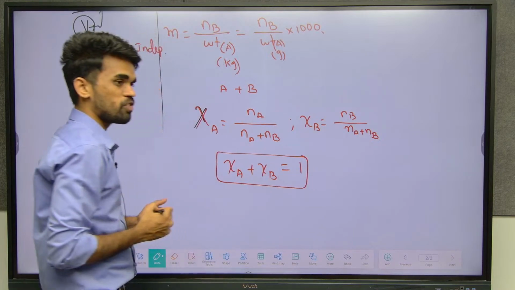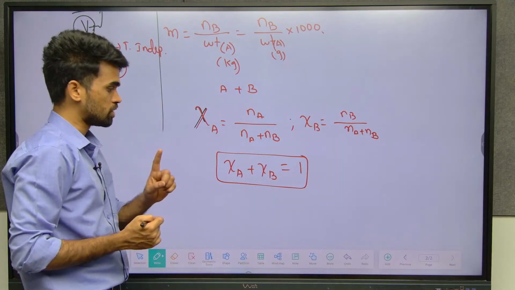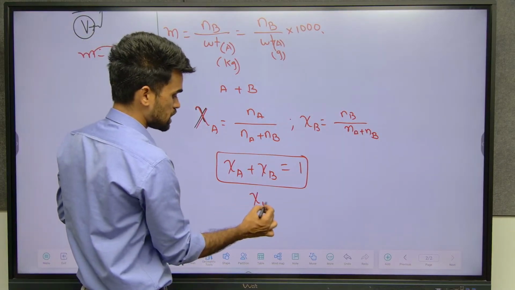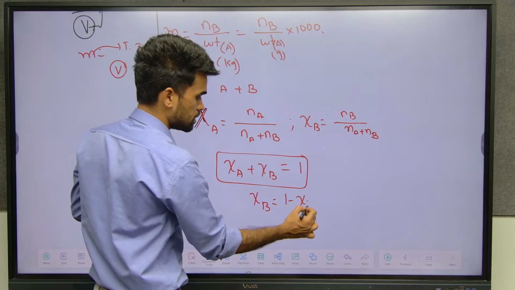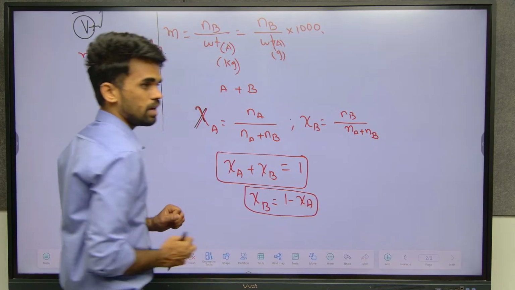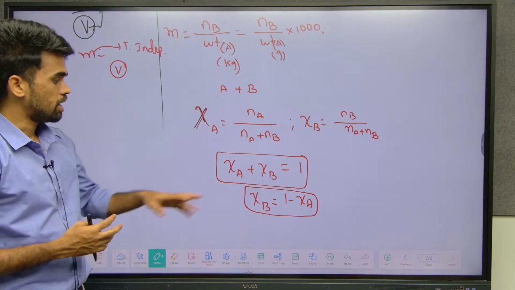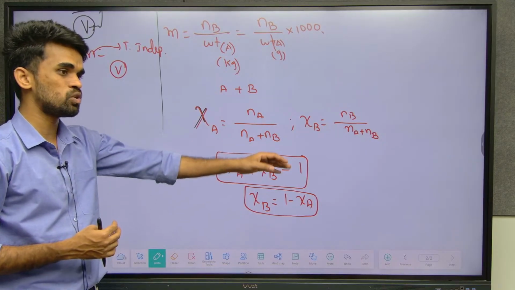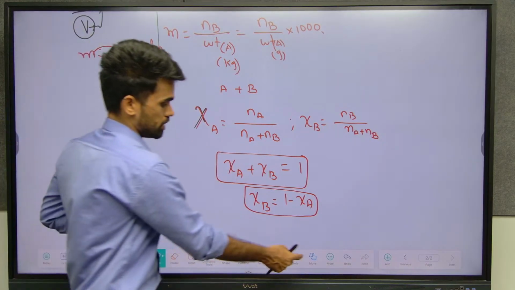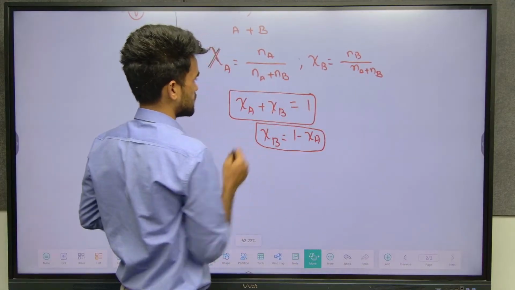So the sum of mole fractions of a solution will be equal to 1. From here, the mole fraction of B can be written as 1 minus the mole fraction of A. Like this, we can make the mole fraction of A equal to 1 minus the mole fraction of B. Okay, remember this. Next.